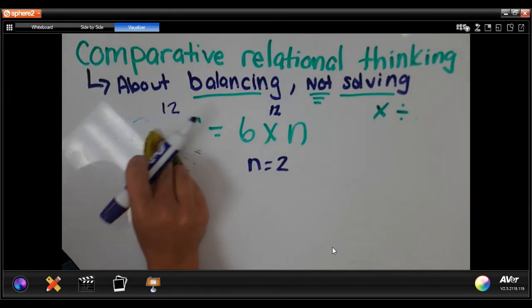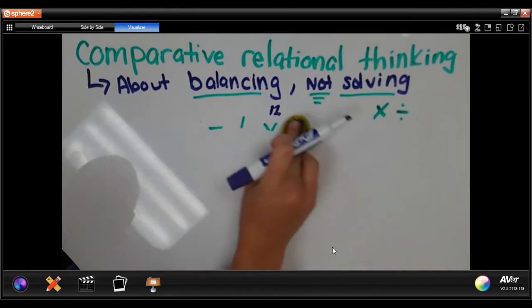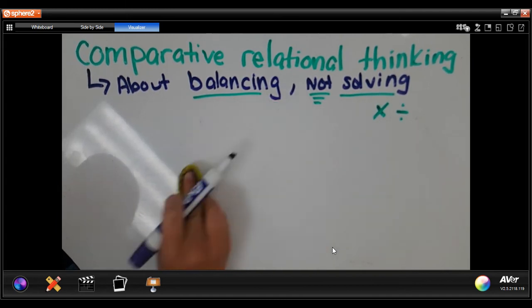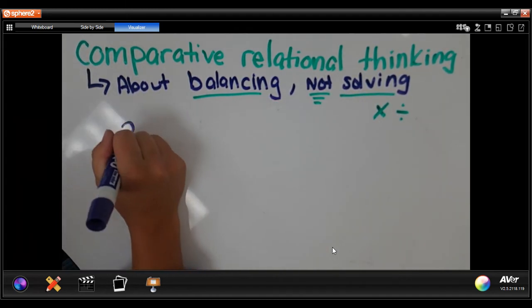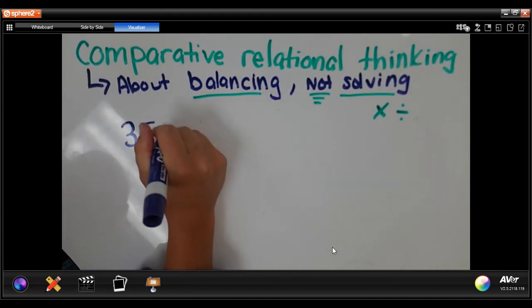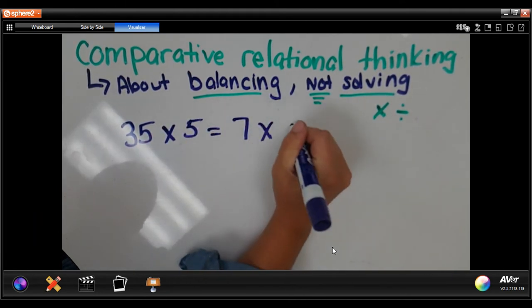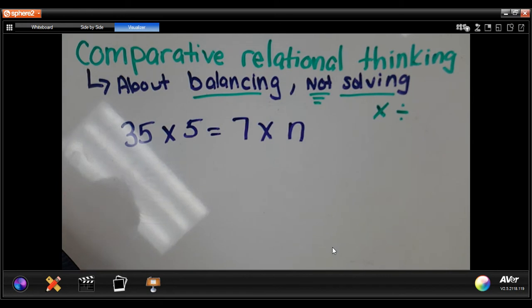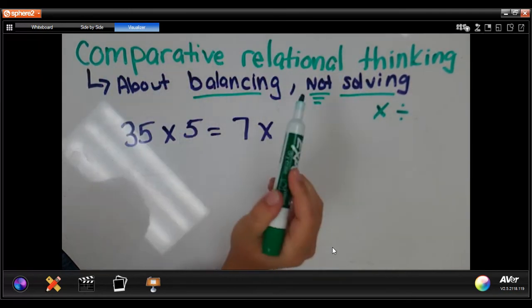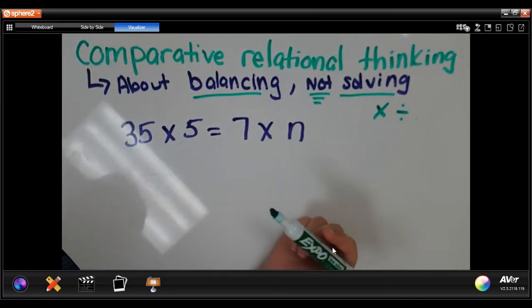Let's just do one more of those types with the unknown. So this problem will be 35 times 5 equals 7 times n. This one might look a little bit difficult right now because we don't know off the top of our head what 35 times 5 is. But if we use comparative relational thinking and balance the equation, it will be much easier.